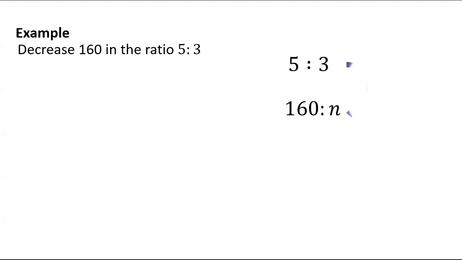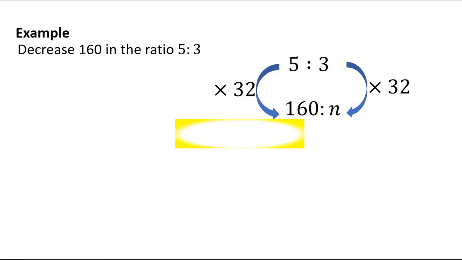Firstly, what must we multiply 3 by to get to n? We can't do that because we don't have the second part of the ratio. So we'll have to start with the first part of each of these ratios. What must we multiply 5 by to get to 160? We'll have to multiply it by 32, and we'll multiply the second part as well by 32. So to move from 3 to n, we'll have to take 3 and times it by 32, which will give us n as 96.